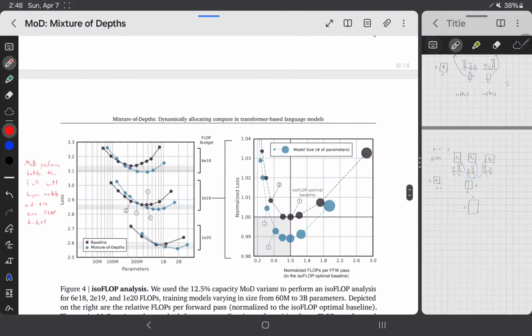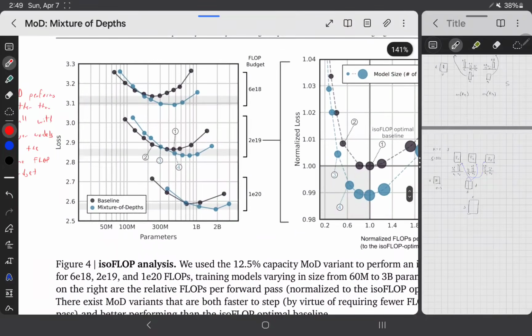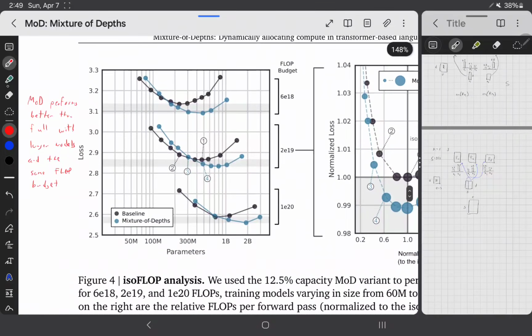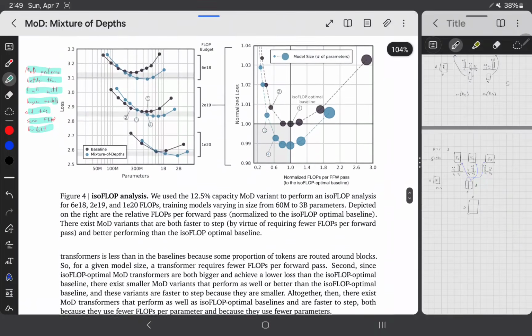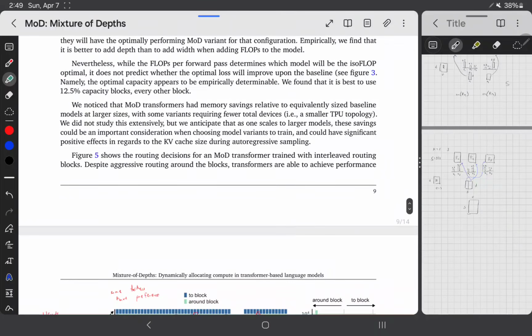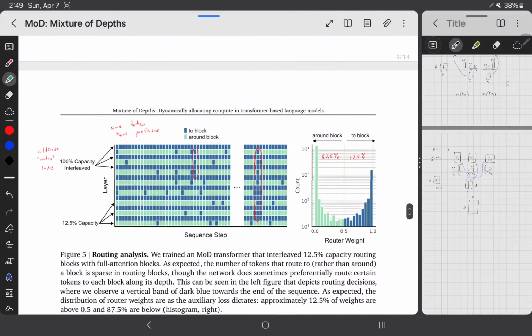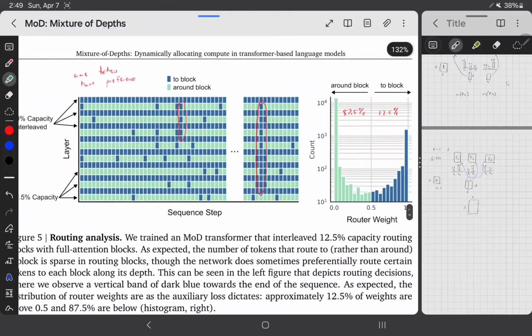Yeah, same thing. The MOD performs better than the full model under the same flop budget. So that's shown here as well. That's the big thing that they're trying to point out, that it utilizes the parameters better under the same flop budget or under the same compute budget as a full transformer.